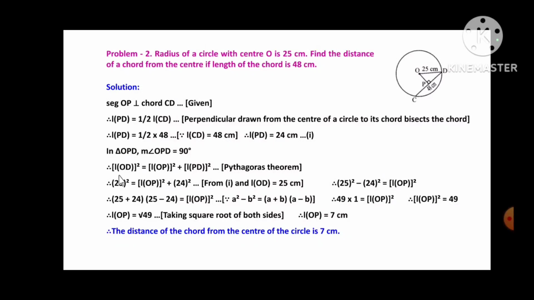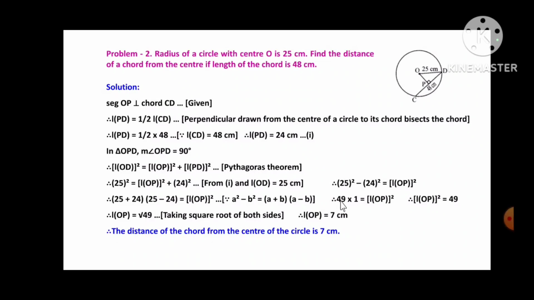Therefore, by using Pythagoras theorem, OD square is equal to OP square plus PD square. So 25 square is equal to OP square plus 24 square. So 25 square minus 24 square is equal to OP square. This 24 is brought to the left hand side, it will become minus.